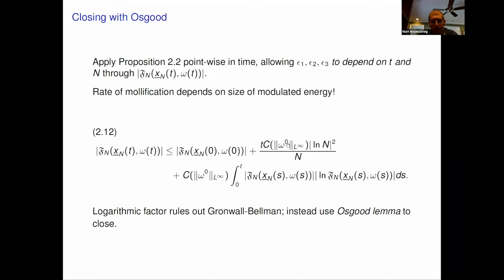So you have what you would think in a Gronwall type argument, except when we go down to this integral term, we have this logarithmic factor where the logarithm is of the modulated energy. The presence of this logarithmic factor rules out applying the Gronwall-Bellman inequality that we teach in ODE courses. But there's a generalization of this inequality, which is quite useful, and that's the Osgood lemma. And this modulus of continuity, which is appearing here, satisfies the Osgood condition. And so we can apply this lemma to get a closed estimate.